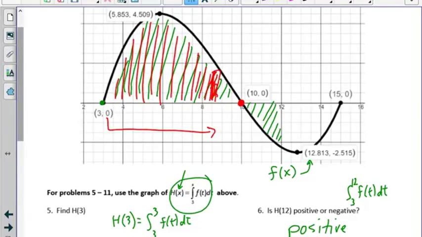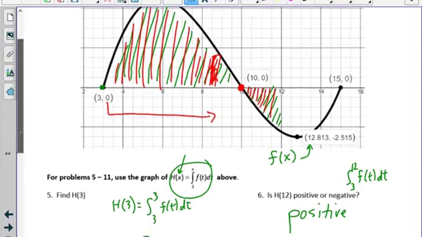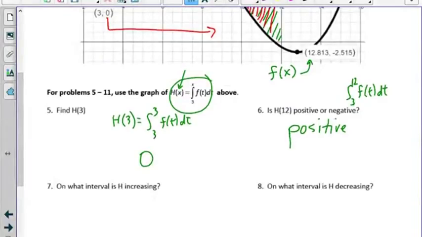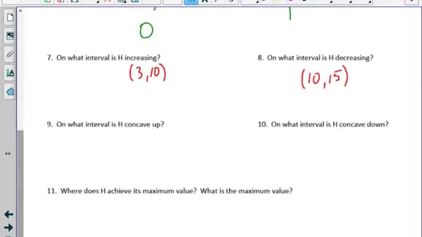But then once we get to 10, now our signed area is starting to become negative. So that means it's starting to subtract values from when we're doing this integral. Anything that's below the axis is going to subtract from what we had. So h is increasing from 3 to 10, and it is decreasing from 10 to 15, but it doesn't really ask about that. Oh, number 8 is asking about that. So decreasing is from 10 to 15. All right. On what interval are we concave up and concave down?